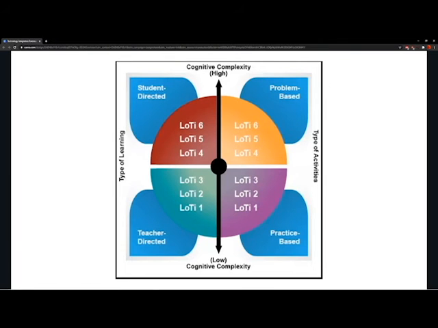Here's a picture of the model, and you can see that it is broken into a few different categories. So on one side we have the type of learning, and it can be either student-directed or teacher-directed. On the other side, you have the type of activities, which are practice-based or problem-based, and then on the top and bottom you have the levels of cognitive complexity. And then in the middle of this diagram it shows the different LOTI levels.